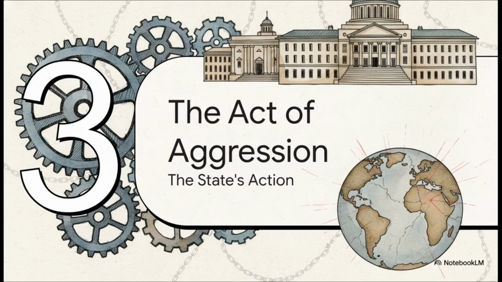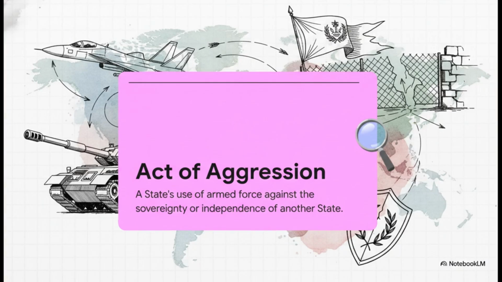Okay, so we've established who can be prosecuted. Now let's look at what they have to do, because it all starts with an act committed by the state itself. So for this crime to even be on the table, a country has to commit an act of aggression. And what's that? It means using its military against another country in a way that stomps all over its sovereignty, its borders, or its political independence. Basically, it's the illegal use of armed force.